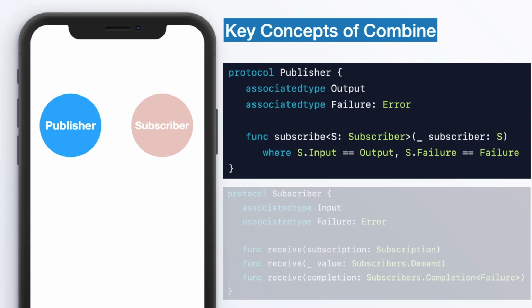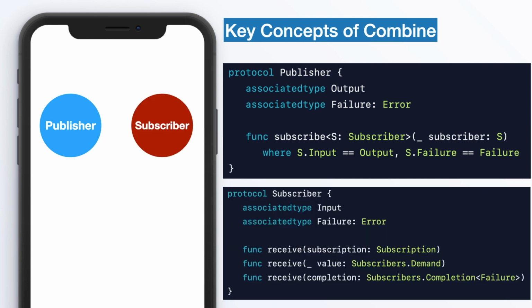Now let's have a look at the subscriber. As I mentioned, it has to have an input type and a failure type, but it also has some other functions. Initially, when the subscriber subscribes to a publisher, it receives a subscription, which is basically the first function. After it gets the subscription, it can receive values from it. It will also receive whether it completed with a failure or successfully.